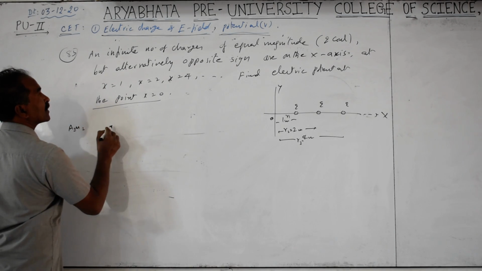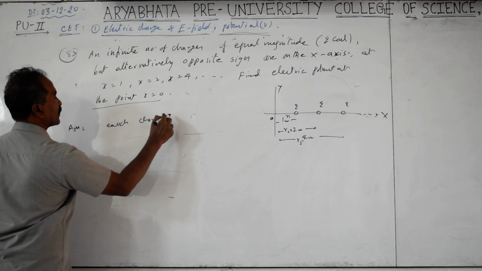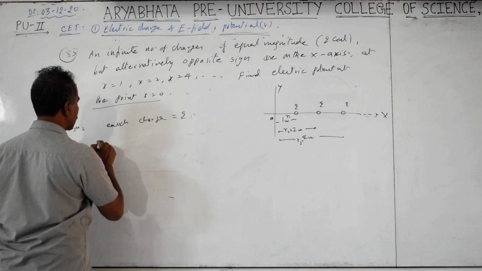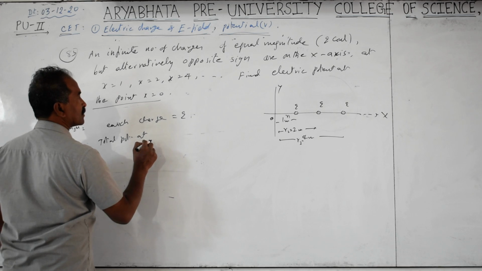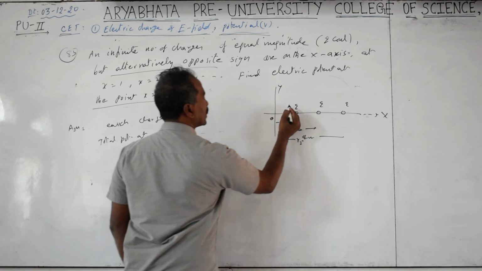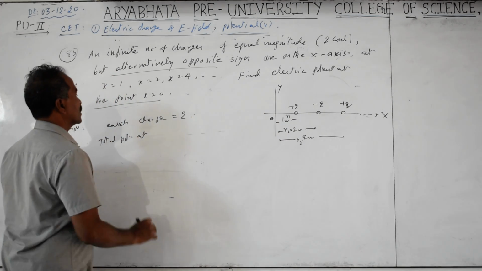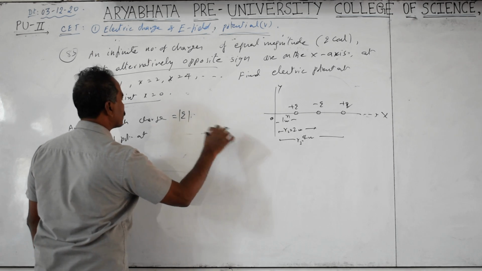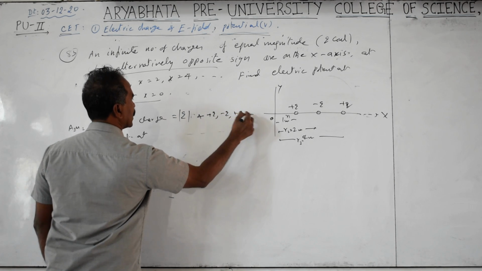Answer: each charge is q, and the distances are x1, x2 and so on. So, the total potential. But be careful, alternately opposite charges means what? If one is plus q, the next one is minus q. Plus q, minus q. You have to be careful with that, so underline that in the answer. So each charge has magnitude q, and they are actually plus q, minus q, plus q, minus q, and so on.